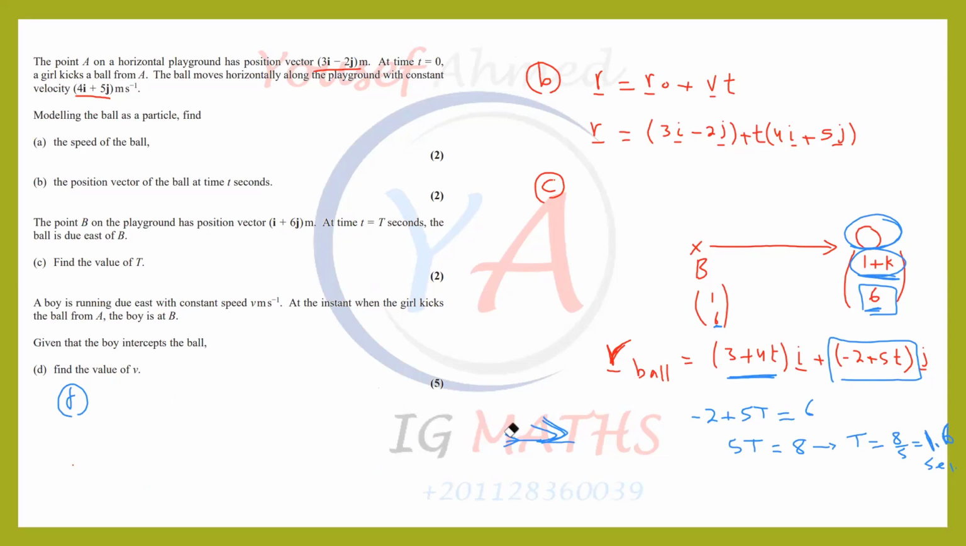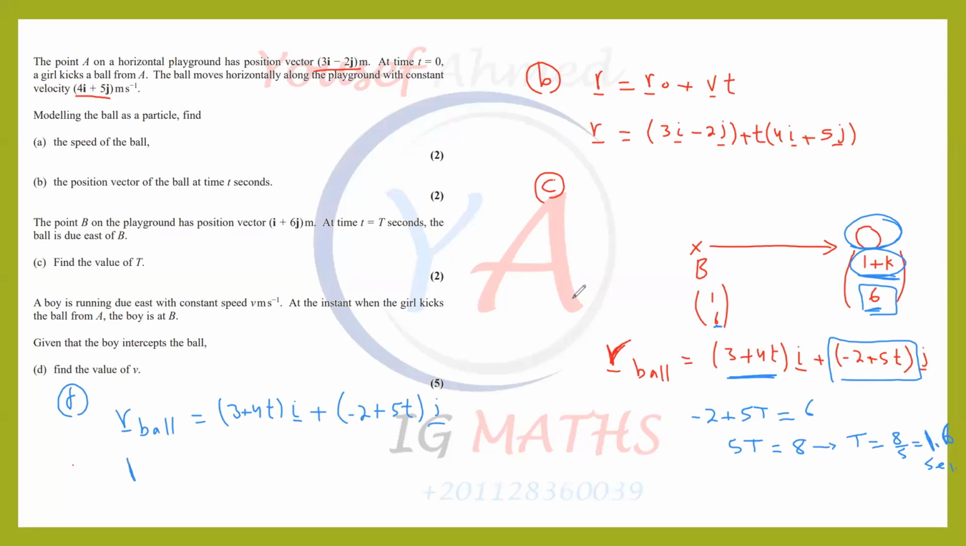The boy starts from B. So we have the position vector for the ball, which is 3 plus 4t in the i direction, and negative 2 plus 5t in the j direction.